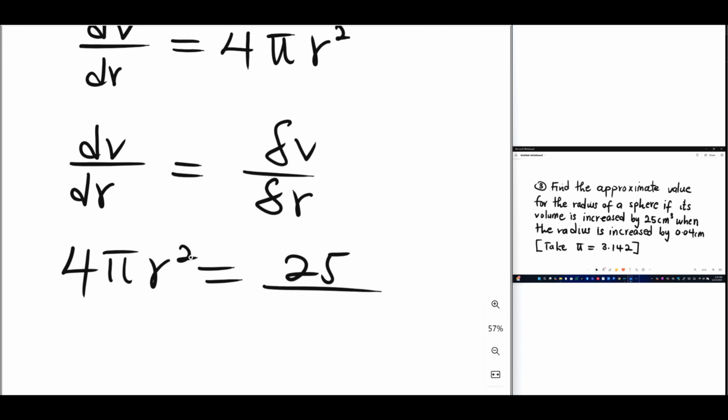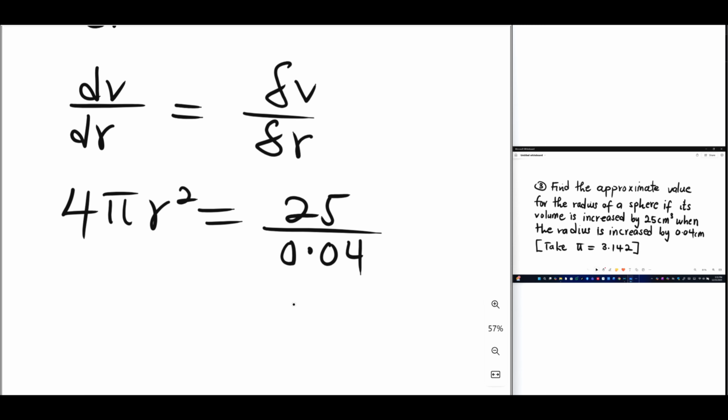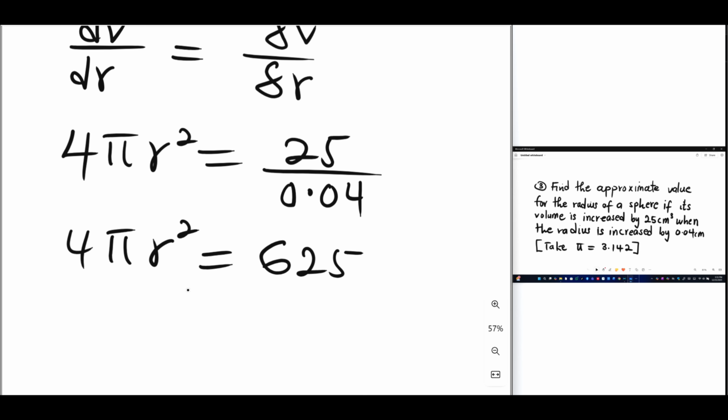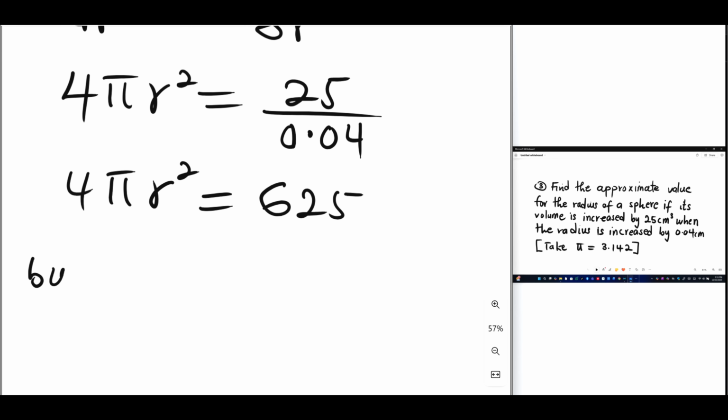divided by that of the radius, which is 0.04. So we divide 25 by 0.04, and this will give us 625. So we have 4 pi r squared equal to 625. We are to find the radius, but we have been given pi to be 3.142.